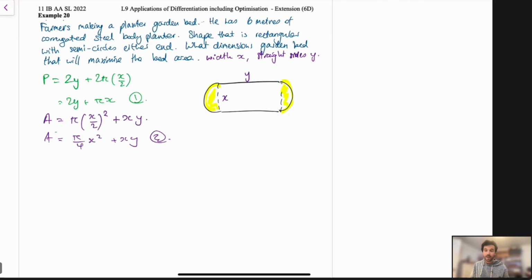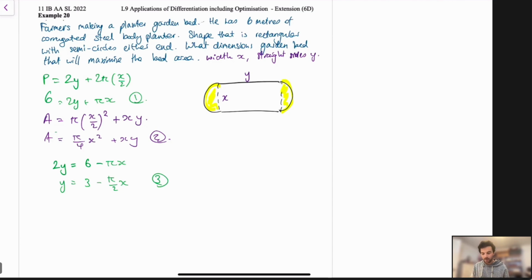Now we can see we can't maximize equation 2 until we've rearranged equation 1. One thing I omitted was I was meant to put 6 there, because that's the amount of metal that he has. Let's rearrange equation 1 to swap out that pesky y. So there we go, y is equal to 3 minus pi on 2 x. We just divide it all by 2.